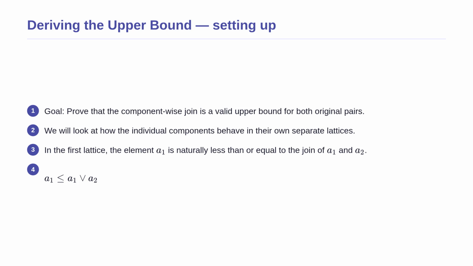Now that we have successfully used these formulas in multiple examples, let us prove why the component-wise join actually creates a valid least upper bound for the product lattice. We need to show that the combined pair is an upper bound for both of the original starting pairs. We will do this by looking at how the individual components behave in their own separate lattices. In the first lattice, the element A1 is naturally less than or equal to the join of A1 and A2. This is the fundamental definition of a join in any single lattice.